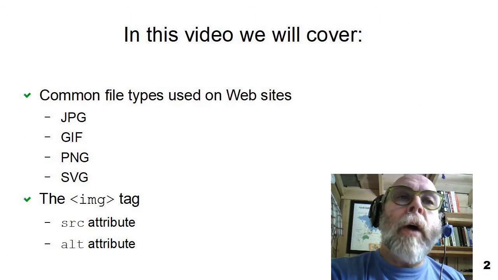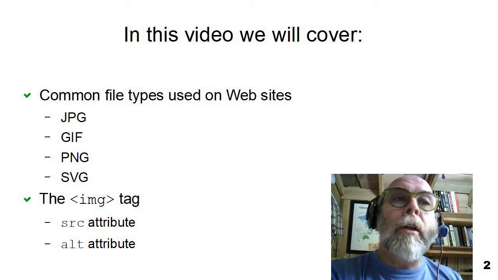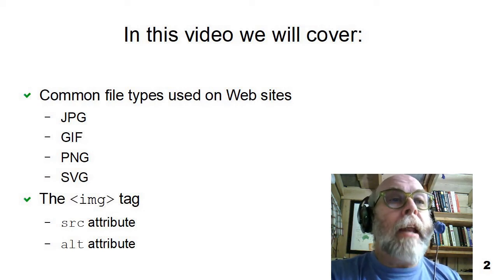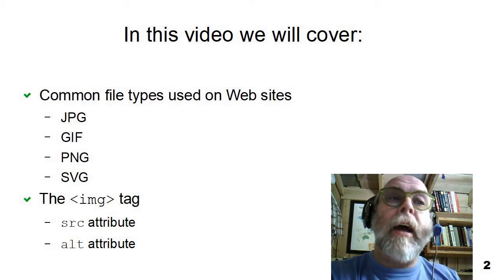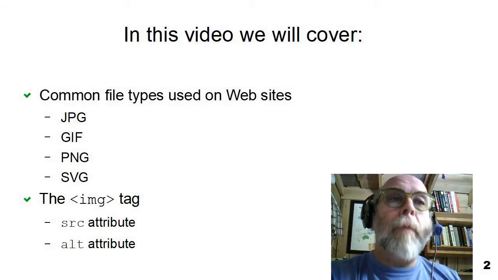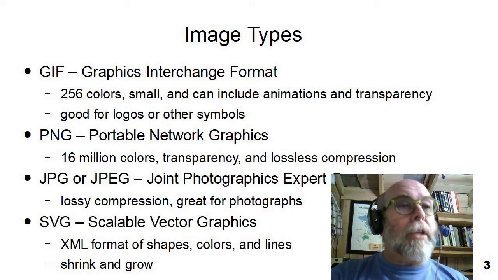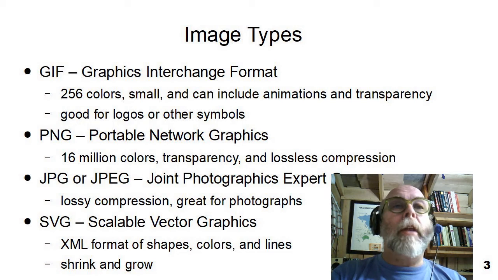In this video, I'm going to cover four of the common types of images used on websites, and I'm going to show you the IMG or image tag, and that allows your HTML page to go get an image in another file and include it into your HTML page, into your web browser page. On web pages, you'll see pictures embedded throughout your web pages. It makes them look really great.